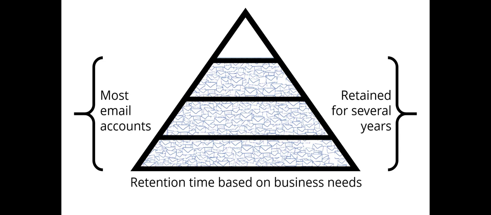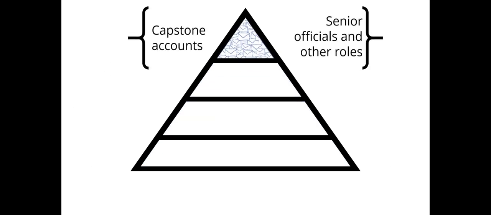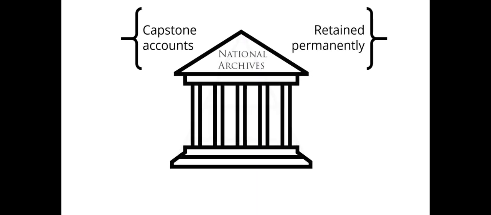At the end of that time, those email messages are deleted. A select number of accounts are identified as Capstone accounts. Those are email accounts for senior officials and others whose actions and email records have historical significance. Capstone officials' accounts are identified and captured for permanent retention.